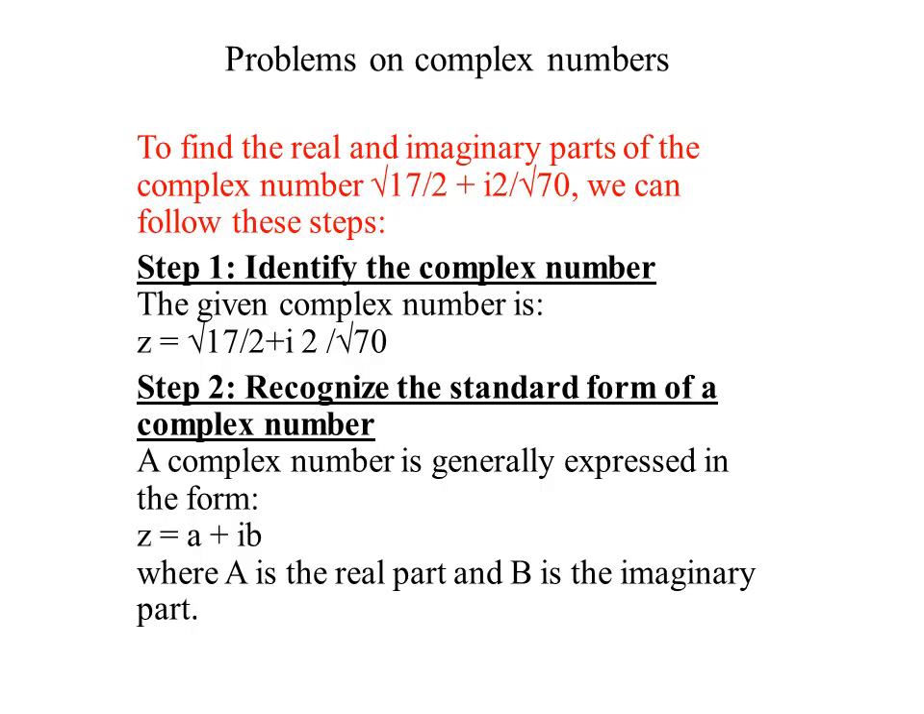we follow these steps. In step number 1, we have to identify the complex number. The given complex number is z is equal to root 17 by 2 plus i into 2 by root 70. In step 2, we recognize the standard form of a complex number. A complex number is generally in the form z is equal to a plus ib, where a is the real part and b is the imaginary part.